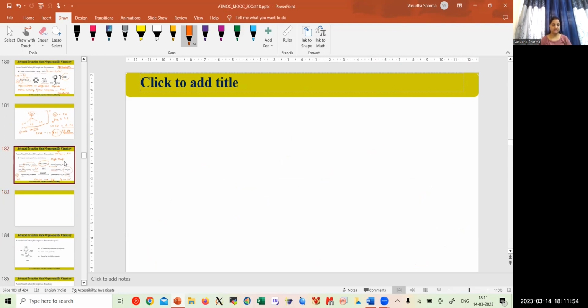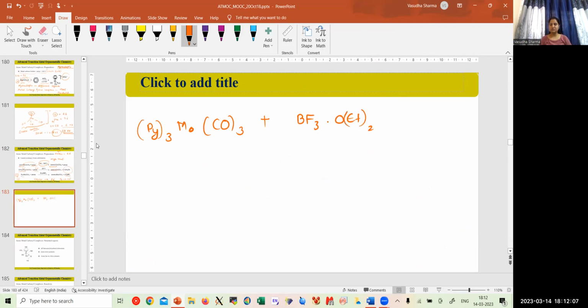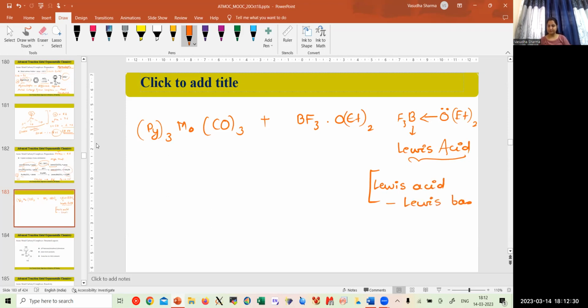So what we are actually talking about. So this is pyridine 3 molybdenum carbonyl 3. We have taken this example BF3.OEt2. So this is also where the lone pair is coordinating with your boron, because this is a Lewis acid. So this is a Lewis acid and Lewis base adduct. Completely this becomes a Lewis acid, Lewis base adduct.